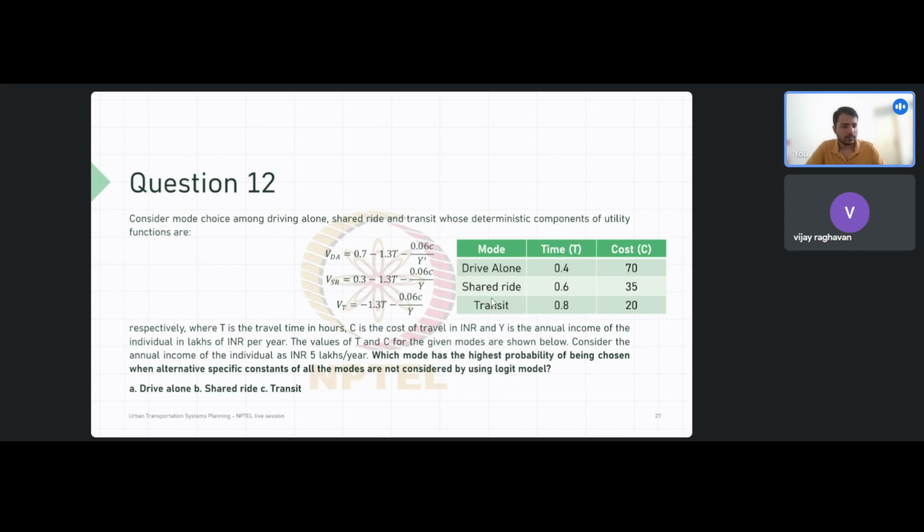So you can try this. Let me know the answer. This time we do not have to consider the constants. So 0.7, 0.3 will not be considered. Then we have to find. Process is same.